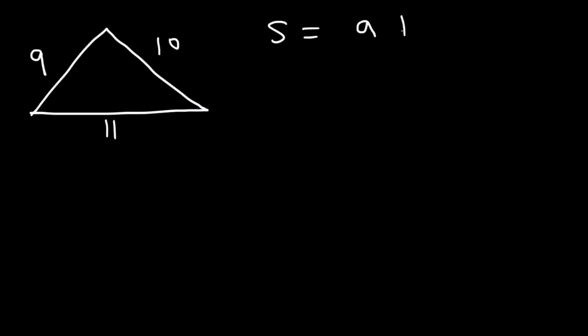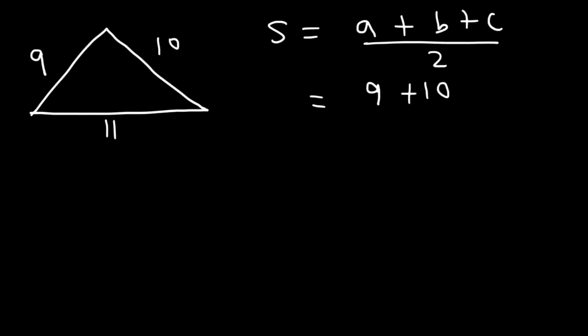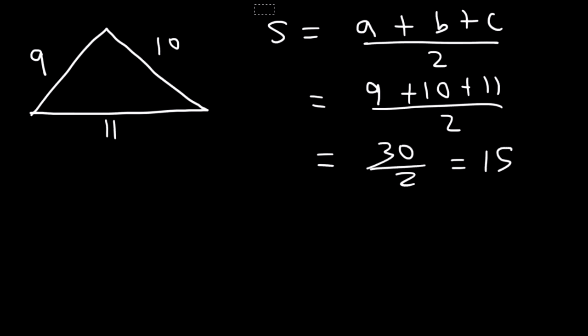How can we find the area of a scalene triangle? Let's say the sides are 9, 10, and 11. So this is not a right triangle, and we don't have any angles. What can we do to find the area of a triangle if we're given all three sides? The first thing we need to do is find S, which is 1/2 of the perimeter of the triangle. So it's going to be 9 plus 10 plus 11, divided by 2. 9 plus 10 is 19, 19 plus 11 is 30, and 30 divided by 2 is 15. So that's the value of S.